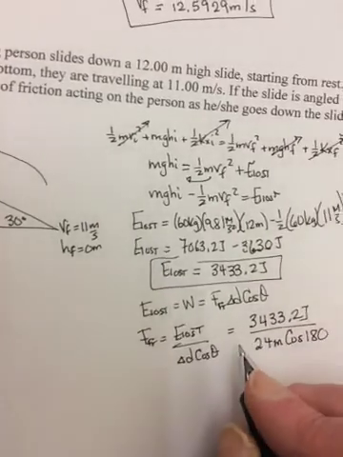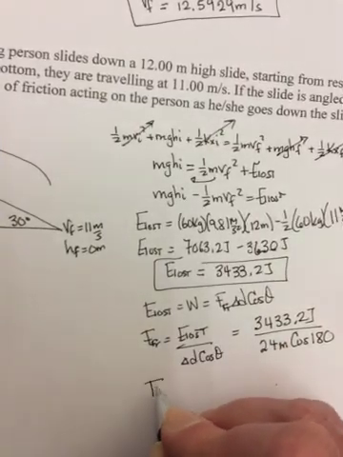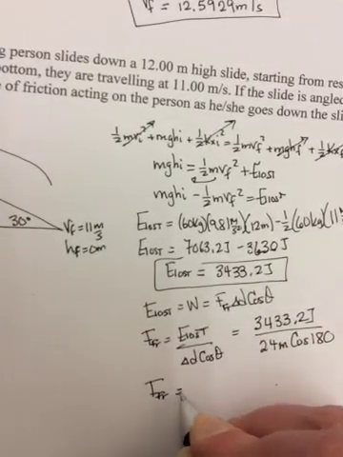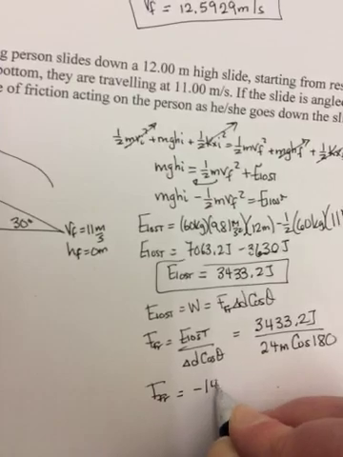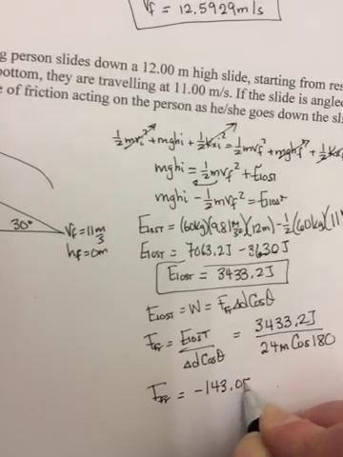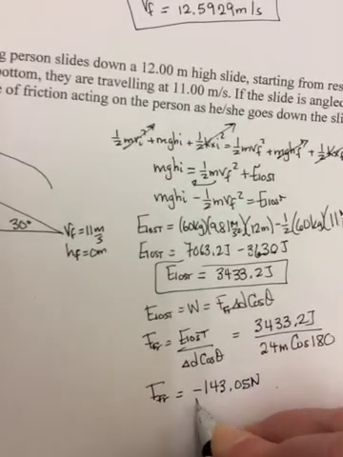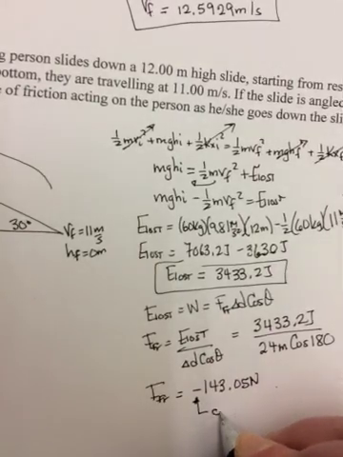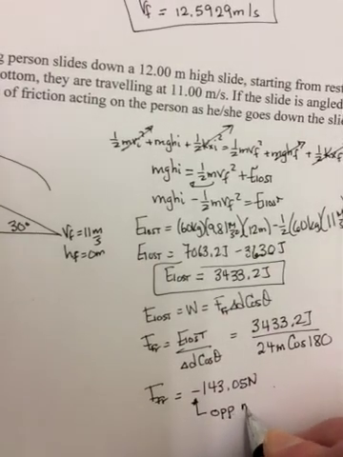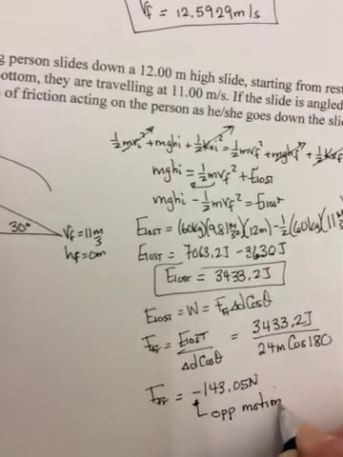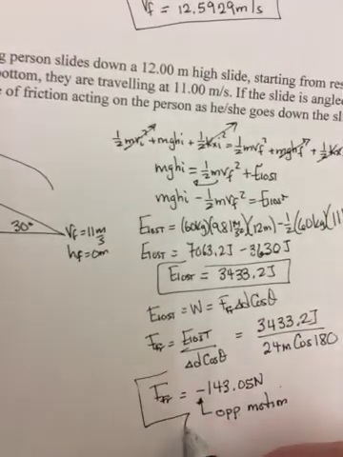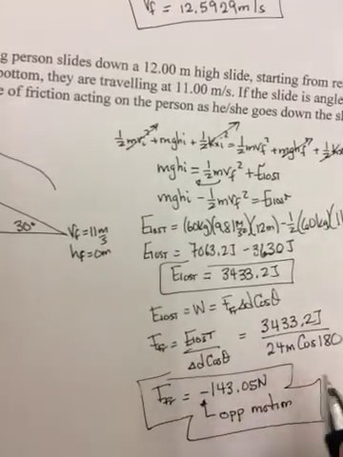And the cos of 180 is -1, so your answer is going to be negative. It's going to be negative 143.05 newtons. What does the negative mean? Acting opposite motion, which we know that's what friction's supposed to be doing. Okay? So there are your E lost questions.